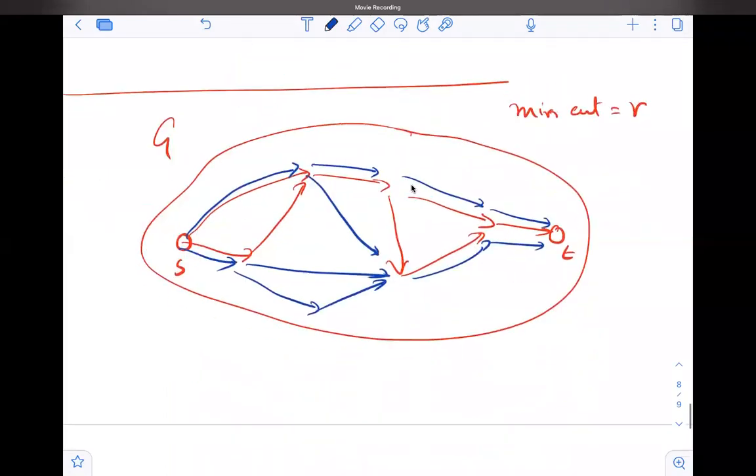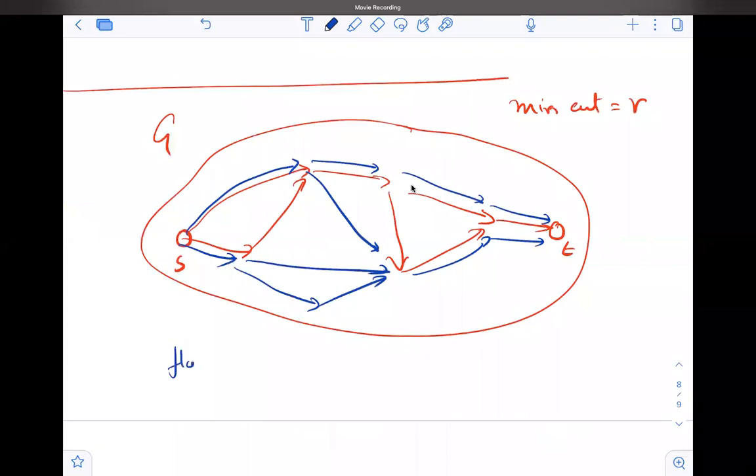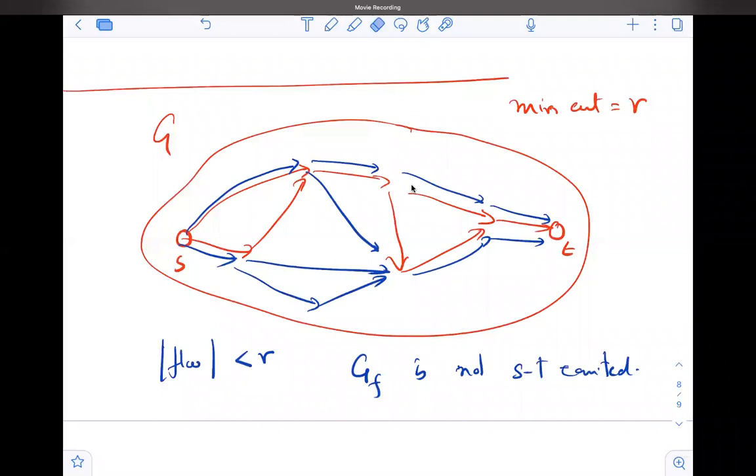Is it possible that I have this flow, size of the flow is less than R, and GF is disconnected, is not S-T connected? So I have a flow of size strictly less than R. And is it possible that I have managed to use all the possible paths from S to T? Let's see. How can it happen? Say it happens. So what does it mean?